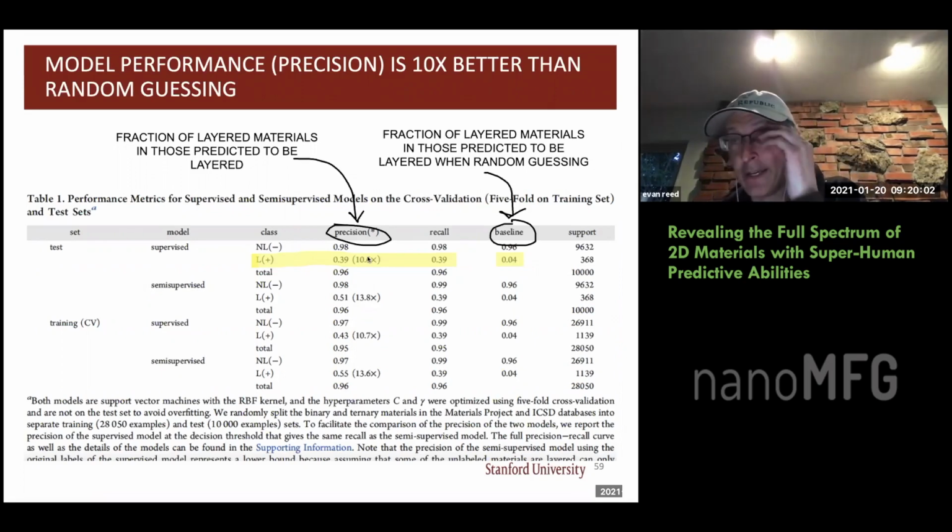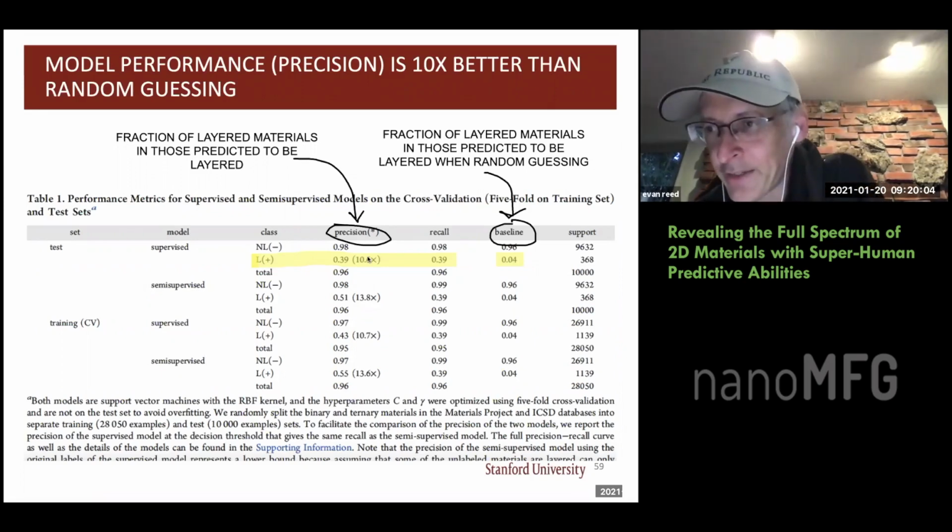Usually, if you're not very careful, you get a factor of 2 or 3, which is really very little signal. 10 is actually pretty good. And so this says we're doing 10 times better than random guessing, which means there's some signal there.